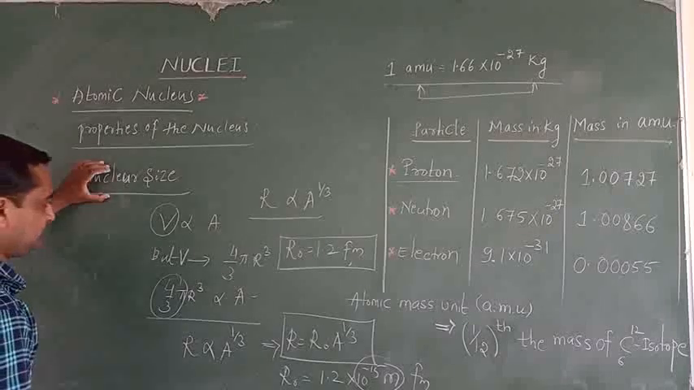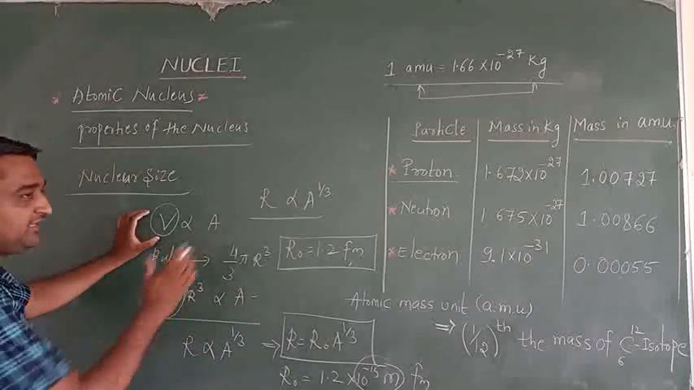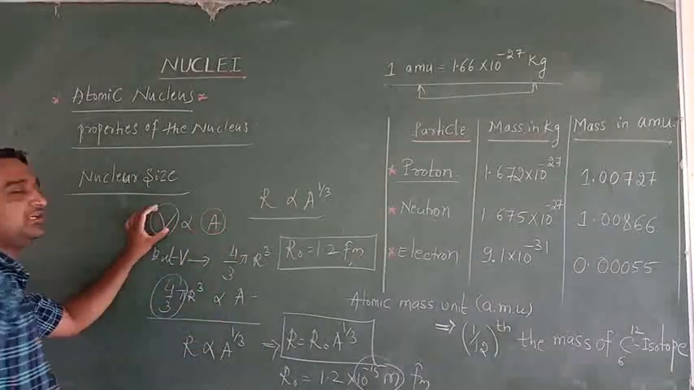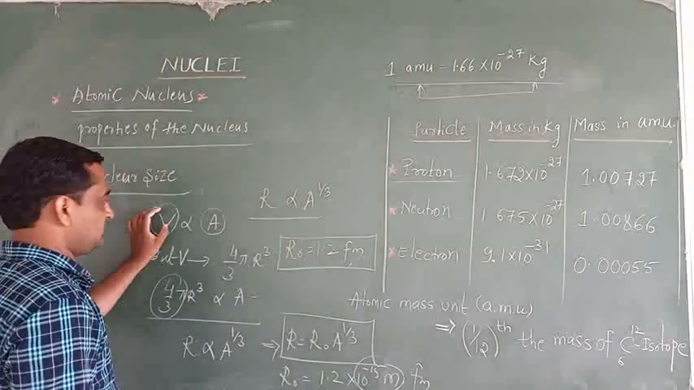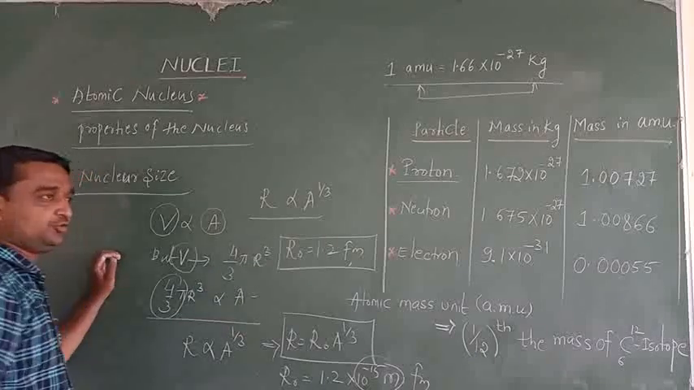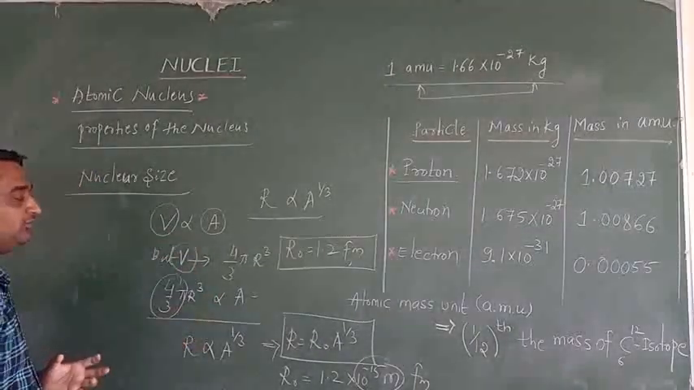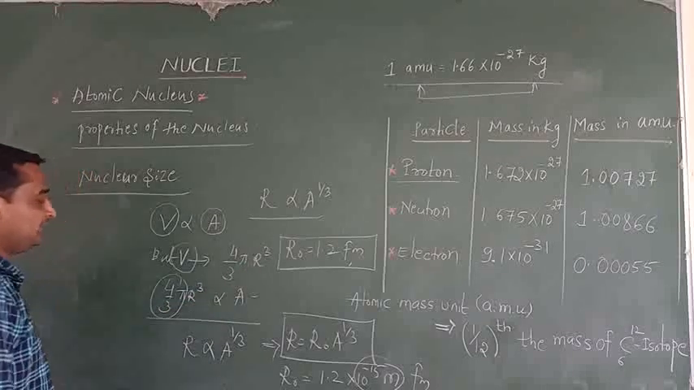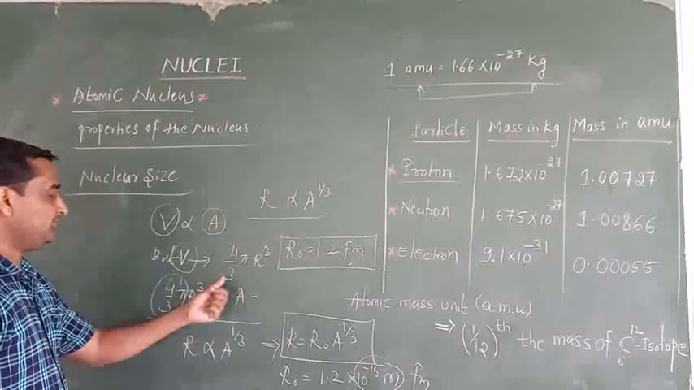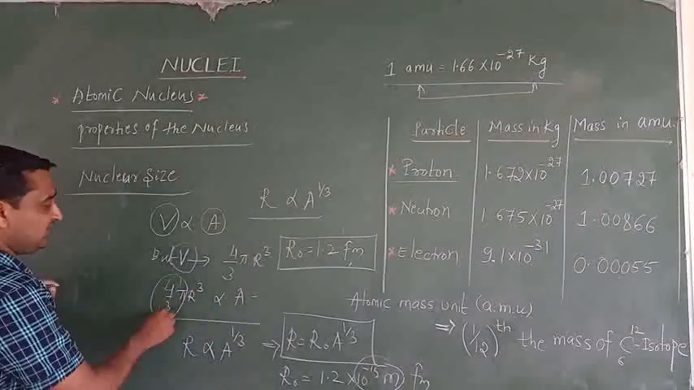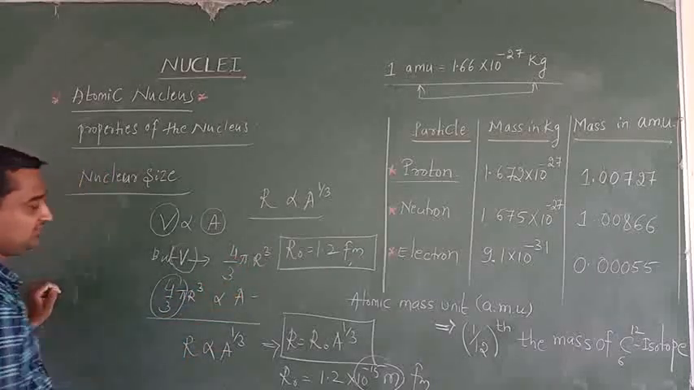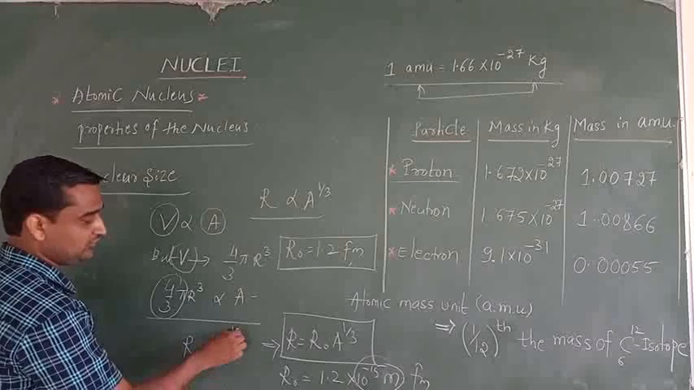The nuclear size, that means the volume, is obtained from the experimental results. The volume of the nucleus is directly proportional to the atomic mass. But we know that V is equal to 4 by 3 pi r cube, the volume of the sphere. Then 4 by 3 pi r cube is proportional to A. The 4 by 3 pi is a constant term, right? Now raising the power 1 by 3 on both sides, R is directly proportional to A to the power 1 by 3.